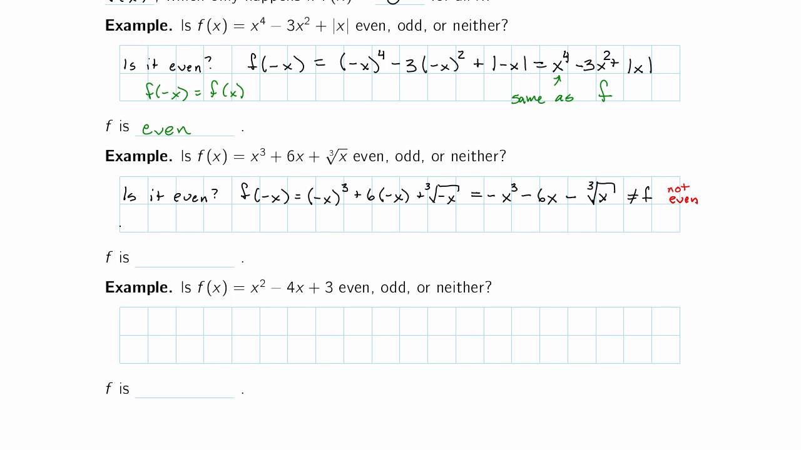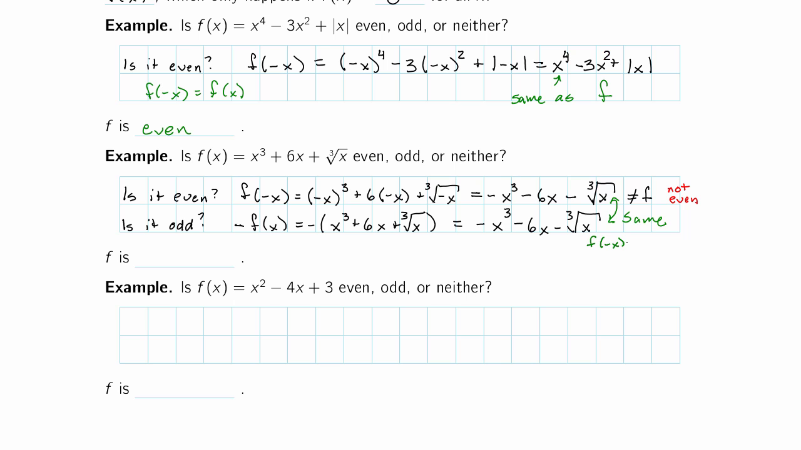So our next question is, is it odd? To answer that, we take the opposite of f of x and compare it to what we just found. So when we're taking the opposite of something with addition in it, we just distribute that negative sign, and we see that these are the same. We see that f of negative x is equal to negative f of x, and so this function is odd.